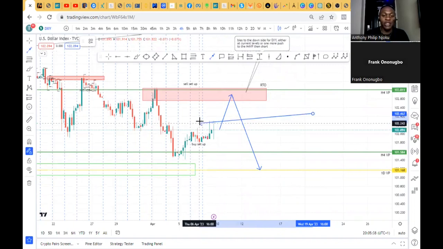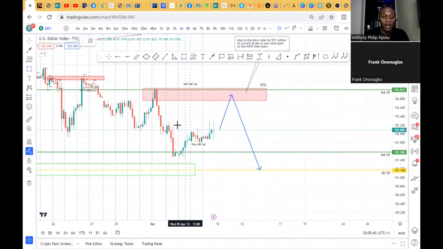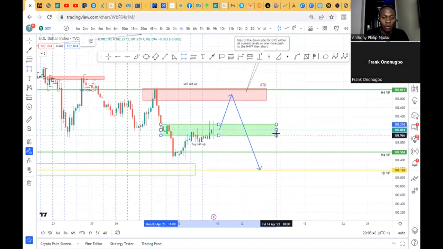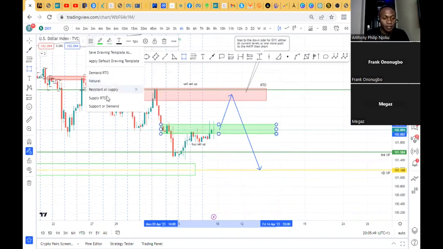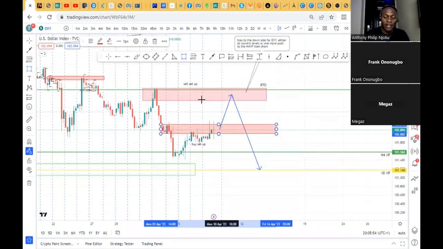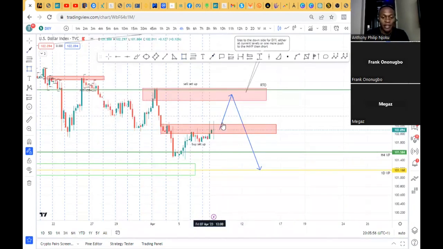So if the market is not able to break this validation point, I can see this validation point over here too as well. If the market is not able to break it, I then will take my shorts from that position. But if the market breaks it, from this point, it's going to head into this H4 validation point, and here we'll be looking for our shorts. So that is what I see for DXY.